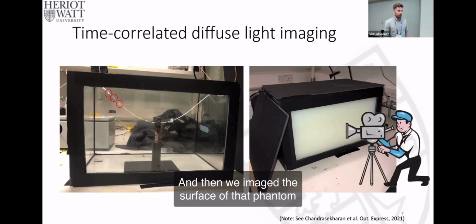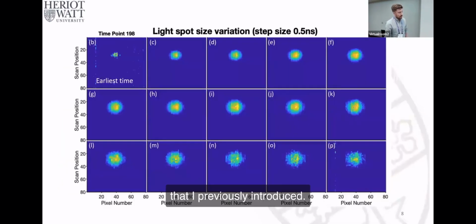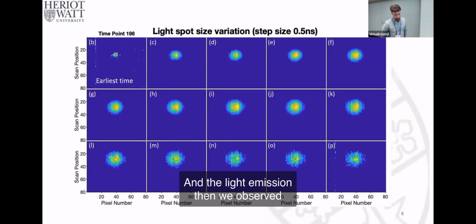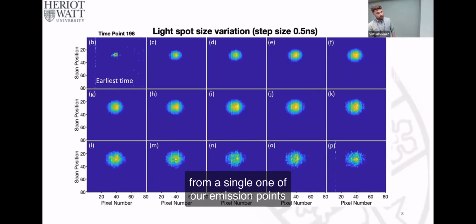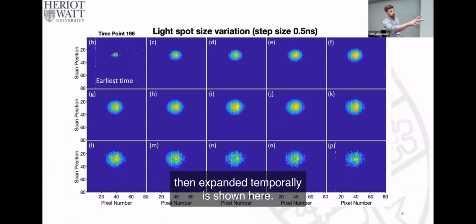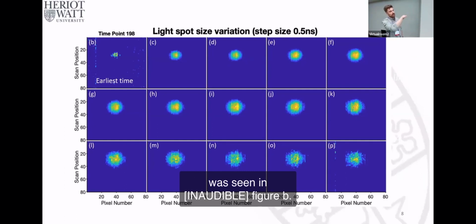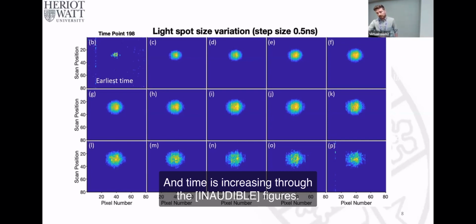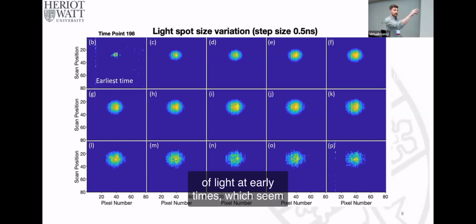We added some milk to otherwise obscure the path of the fiber optic device, and then we imaged the surface of that phantom in time-resolved fashion using the imaging system that I previously introduced. The light emission that we observed from a single one of our emission points, expanded temporally, is shown here. The earliest time within the measurement window is seen in subfigure B, with time increasing through the subfigures. We observed a smaller, more localized spot of light at early times, which grows at later times as the more diffuse light has migrated towards the surface of the phantom.